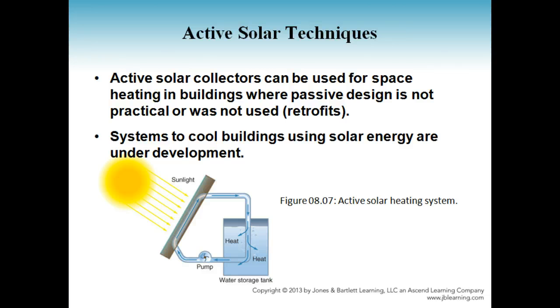Active solar techniques, such as the one depicted, the collector, have been used for space heating in buildings, whereas passive design is not practical or was not in use. Passive design usually involves architecture of the building to orient the building toward the south, where sun rays can directly heat up the building itself. In active systems, a secondary system is warmed or cooled by absorbing light in a panel with tubes in it and then transferring that heat to a storage tank or to radiators in the building.